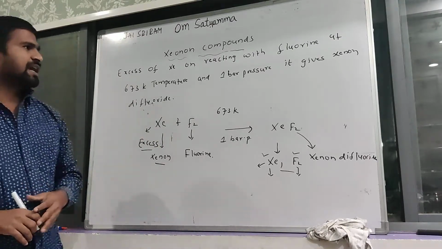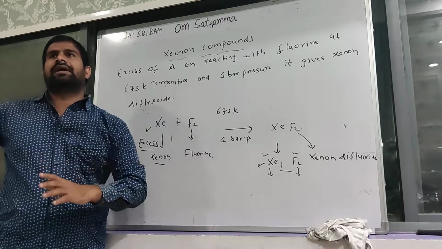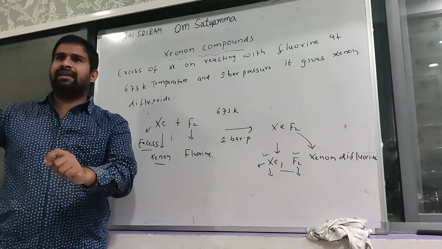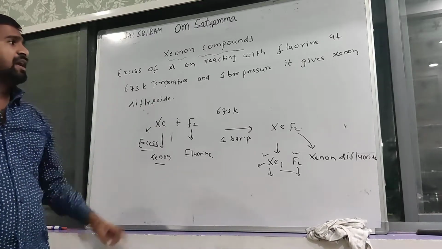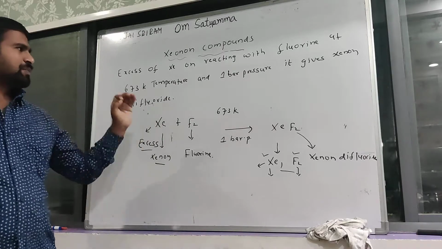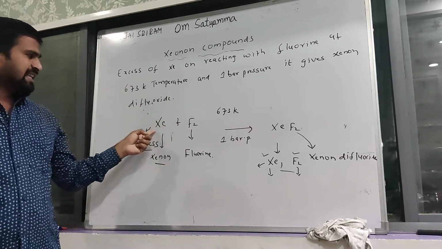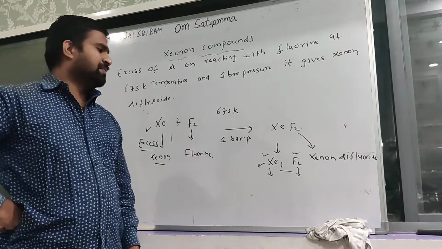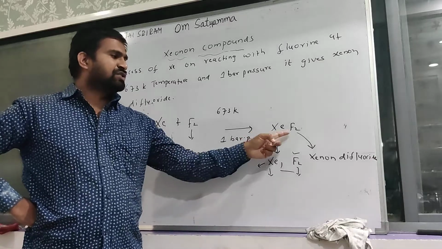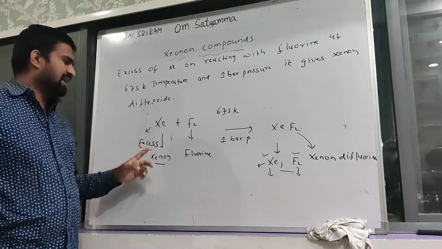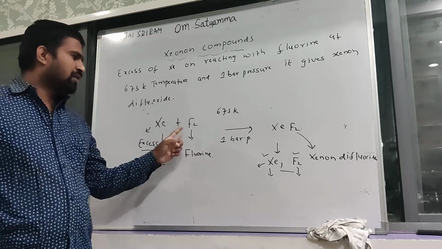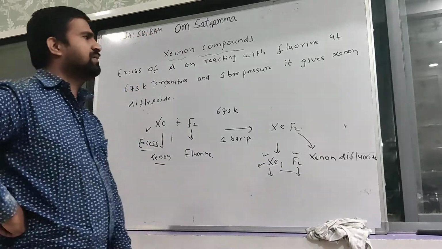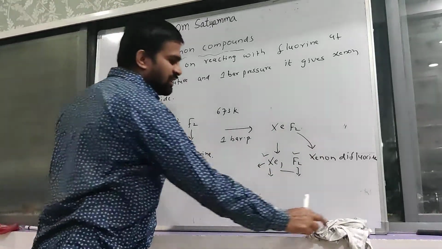Once again I am repeating. Excess of xenon reacting with fluorine at 673 Kelvin temperature and 1 bar pressure gives xenon difluoride. This is the preparation of xenon difluoride. The symbol of xenon is Xe. The symbol of the fluorine molecule is F2. The chemical formula of xenon difluoride is XeF2. Okay, this is enough for the preparation of xenon difluoride.